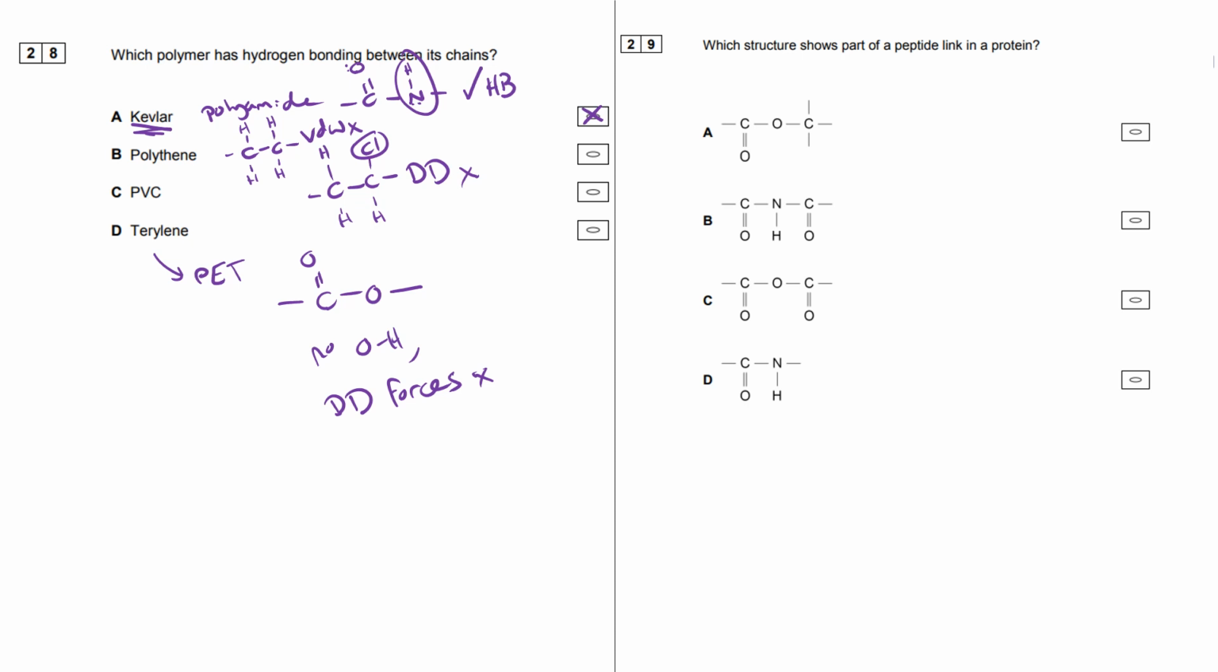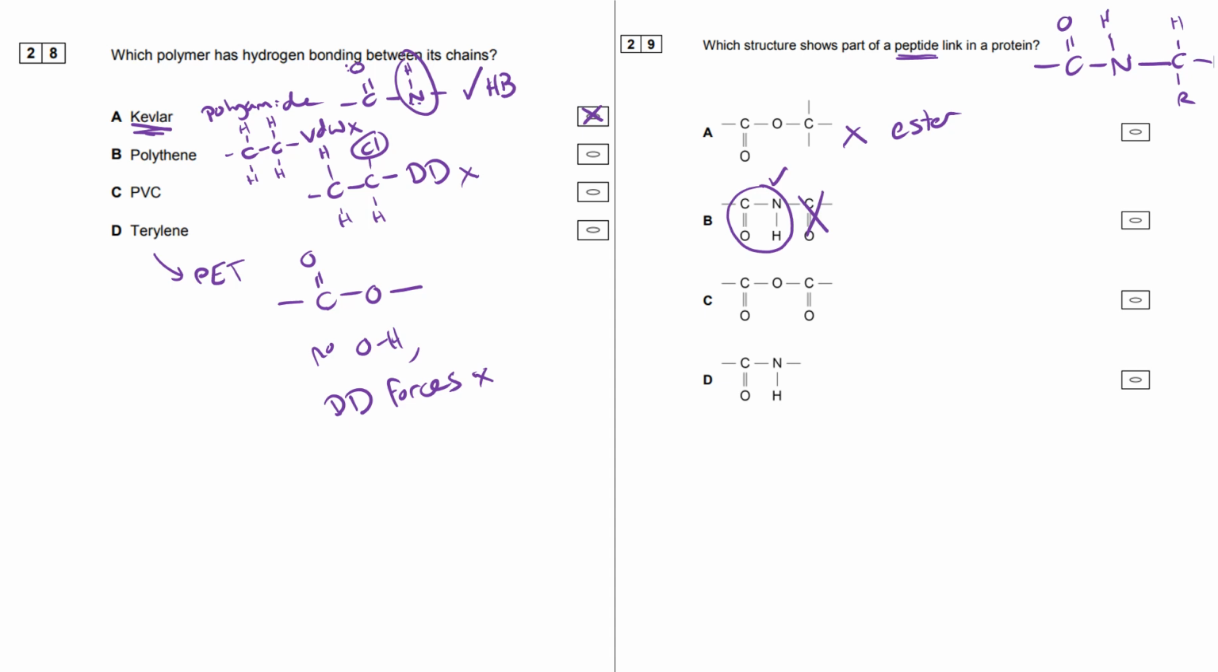That joins on quite nicely to question 29, which shows the part of a peptide link in a protein. So a peptide link is the same as an amide link, but it exists between amino acids. So a peptide link has your C double bond O, NH. It's not A. A is an ester link. It wouldn't be B, because when you have your CONH, that bit's correct, but the NH would be joined to the remaining part of an amino acid, so you wouldn't have that. You would have your CH group and your R group there.